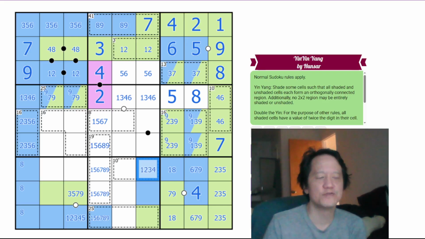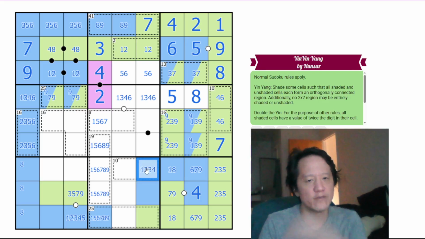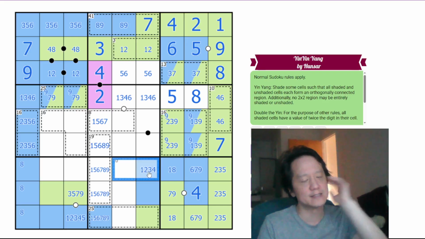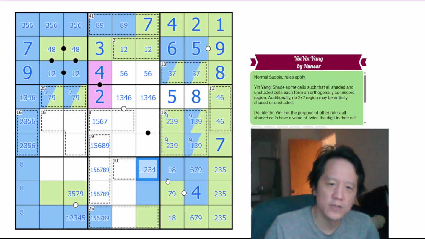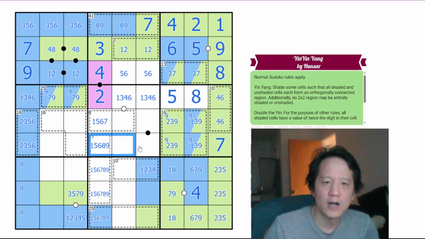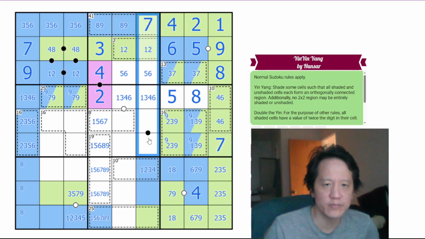The digits 1 through 4, because if you have a 5 here, that 5 doubled would add up to 10 by itself, and that's not allowed. Don't know anything about this. 7 can't be here. Where is the 7 in box 5? Can't be here because of the 7-9 pair. Can't be here because of the 7. So this has to be 7, and this can't be 7 here.